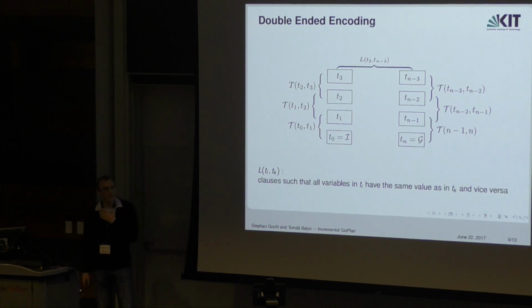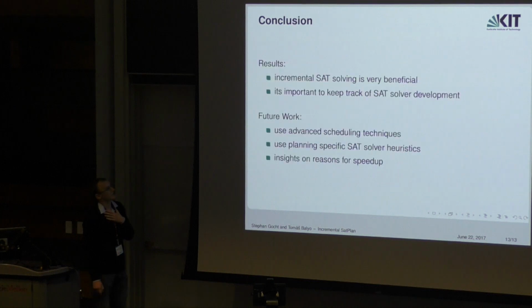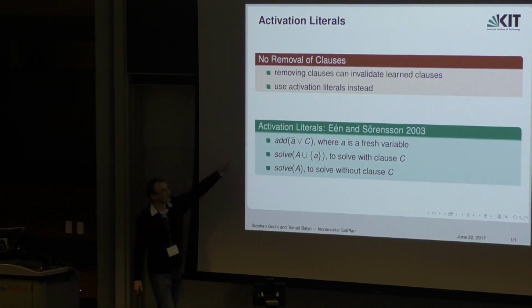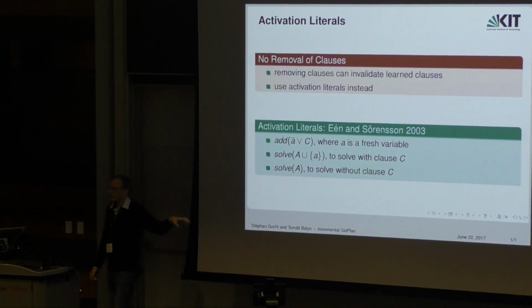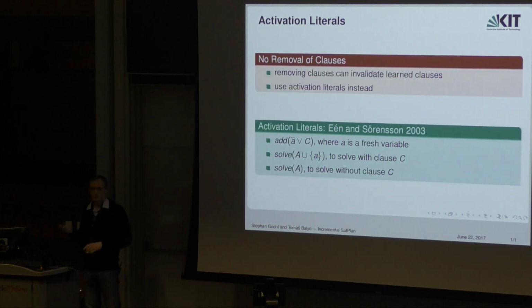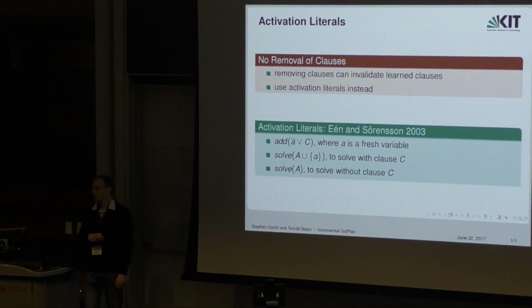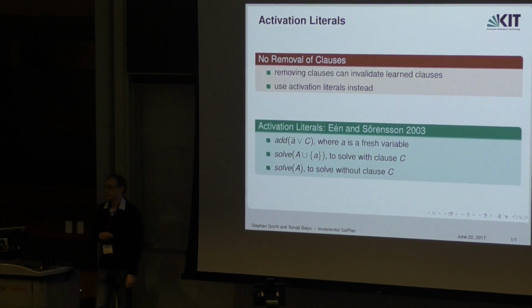I mean, it's kind of obvious. Let me go through it. What you do to remove a clause is add another literal to it. If I add this not A, and then I give the assumption A, then the solver has to satisfy C. If I don't give the assumption A, the solver can satisfy this clause simply by setting not A to true. And I have a proof. It's not in the paper, but I have a proof that every learned clause that needs C does also contain the activation literal. So basically it's marked which clauses are dependent on the clause and which not.